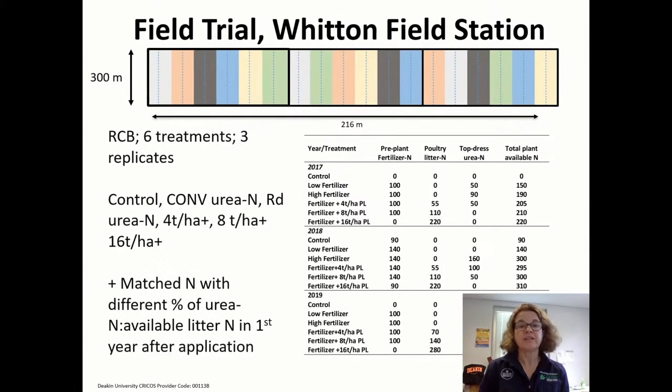So the field trial consists of a randomised control block design with 3 replicates and 6 treatments. The treatments consist of a farmer practice conventional urea, mineral-only nitrogen treatment, a reduced mineral nitrogen treatment, and then 4 tonnes, 8 tonnes and 16 tonnes per hectare of chicken litter in combination with urea to achieve matched target N rates.